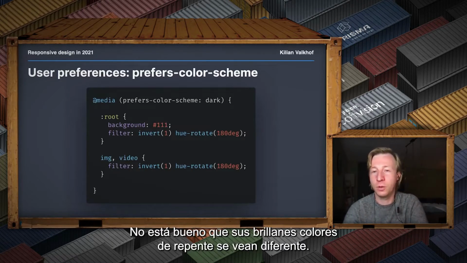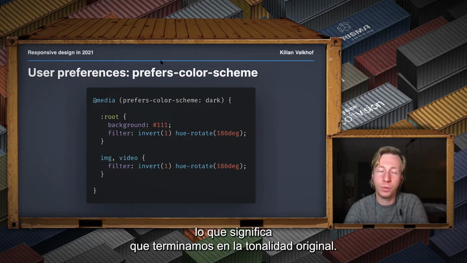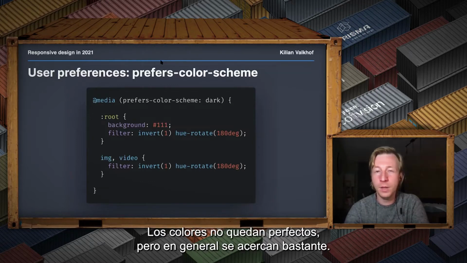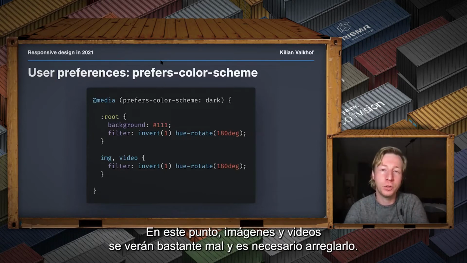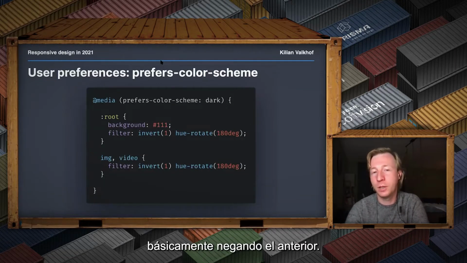That's not great. You can't have your brand color suddenly be different. So we rotate the hue by 180 degrees, which means we end up with the original hue. It won't measure colors perfectly, but it's usually close enough. At this point, images and videos will look pretty bad, so we need to fix that. And we can fix that by adding an invert and hue rotate filter again, basically negating the earlier one.